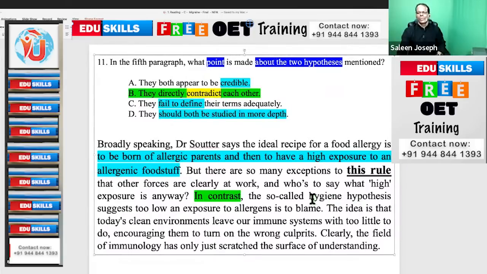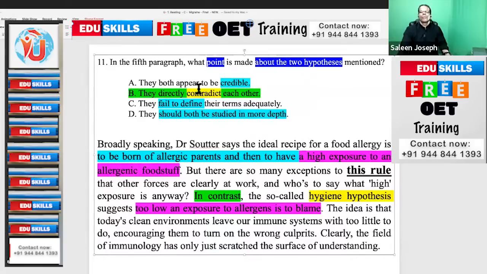The so-called hygiene hypothesis, this is the second hypothesis. The hygiene hypothesis suggests too low an exposure to allergens is to blame. Too low. And here it is high exposure to an allergenic foodstuff. Do they contradict? Yes, Father, they contradict each other. One says you should have high exposure to an allergic foodstuff. Here it says too low an exposure to allergens is to blame. It just contradicts. You understood this, right?